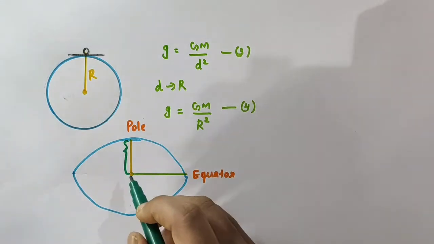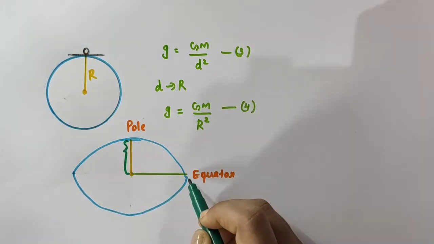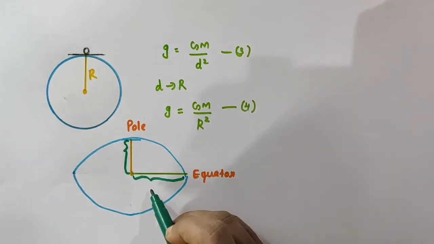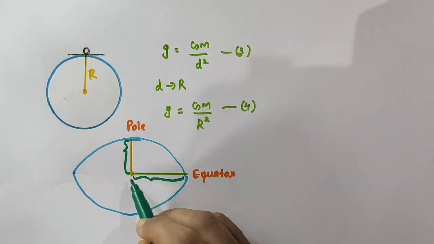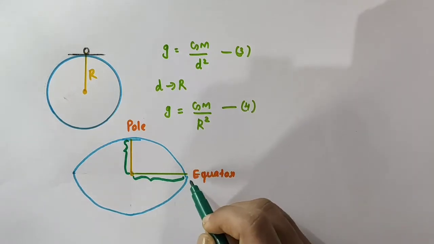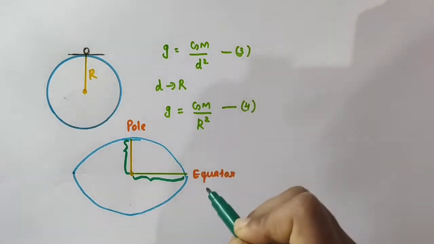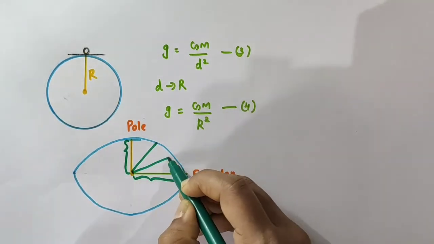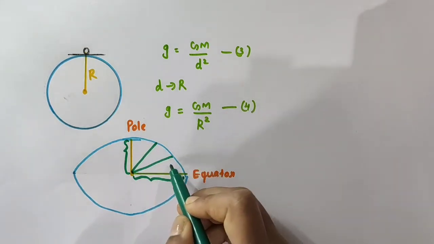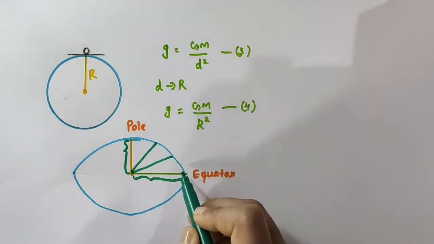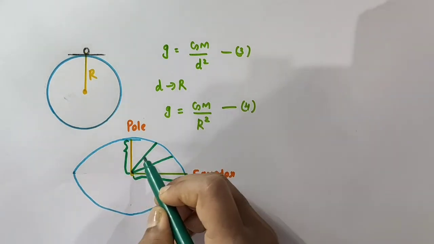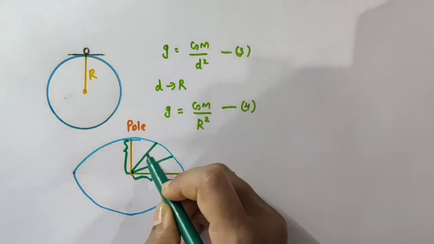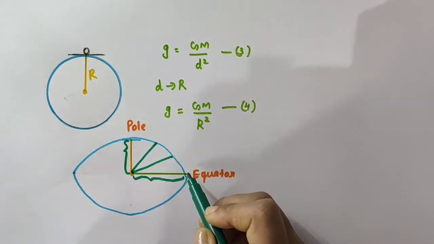Now, see the distance from the center of the earth to the equator region, that distance is quite more compared to this distance. That is, if we measure the radius of the earth as the distance from the center to the equator region, the value of that radius will be more. Radius means from the center to any point here, no? So, the radius of the earth increases from the poles to the equator.